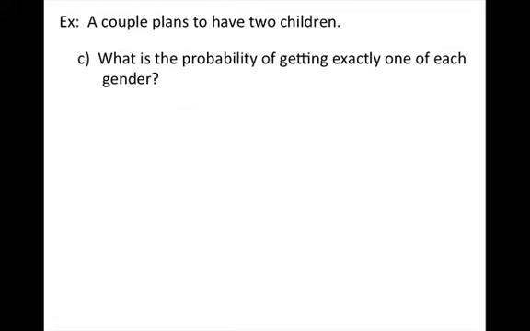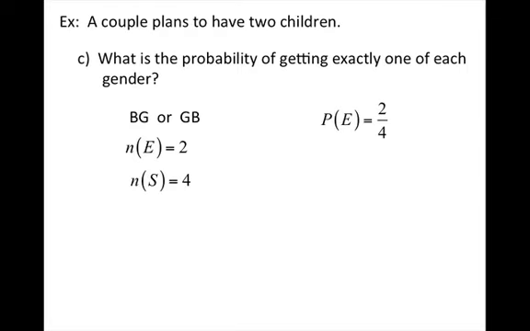Well, now let's look at the probability of getting exactly 1 of each gender. So that means I want a boy-girl or a girl-boy. So the number of elements in my event, which is 1 of each gender, is 2. There were 2 ways this can happen. The number of elements in my sample space was 4, so the probability is 2 out of 4. Always reduce these fractions. I get the probability is 1/2. And if you look back at the sample space, half of the 4 events were 1 of each gender.